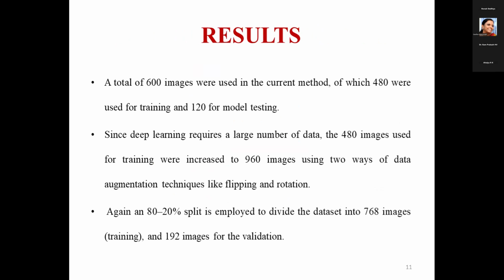Coming to the results, here we have taken 600 images. From that, 480 images were used for training and 120 images for testing. Since the deep learning model requires a large data set, we have increased the data set by using data augmentation techniques of flipping and rotation, and we have increased the 480 images to 960, and an 80-20% split was performed. That is, for training, we have used 768 images, in validation 192 images, and for testing, we have used 120 images.